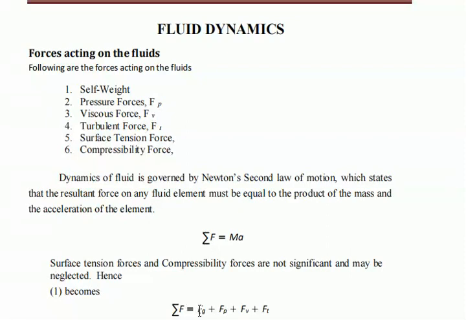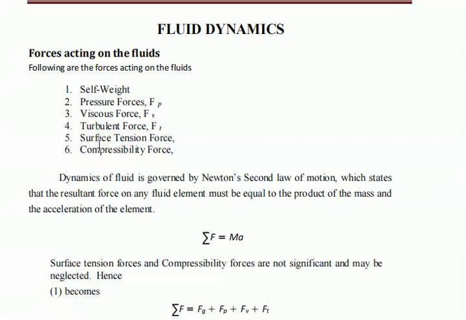So that is Fg plus Fp plus Fe plus Ft. The fluid dynamics of the fluid is governed by Newton's second law of motion, which states that the resultant force must be equal to the product of mass and acceleration. We know some forces which are acting on the fluids. What are those? All these six forces are acting on the fluid flow.